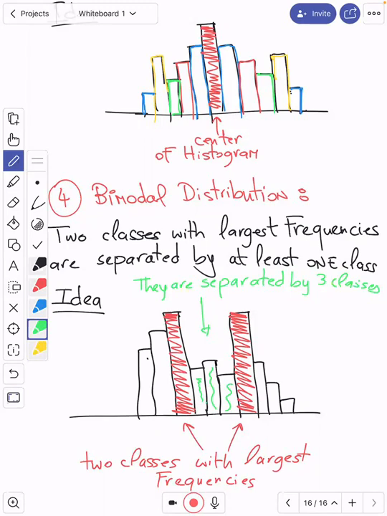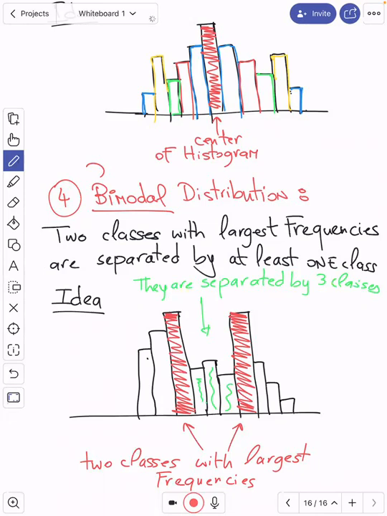Those are the main terms to describe the shapes of histograms. Again, we have skewed left or right, uniform, mound shaped symmetrical, and the bimodal distribution. In the word bimodal, guys, bi means you have 2 very distinguished classes, and they have the largest frequencies.